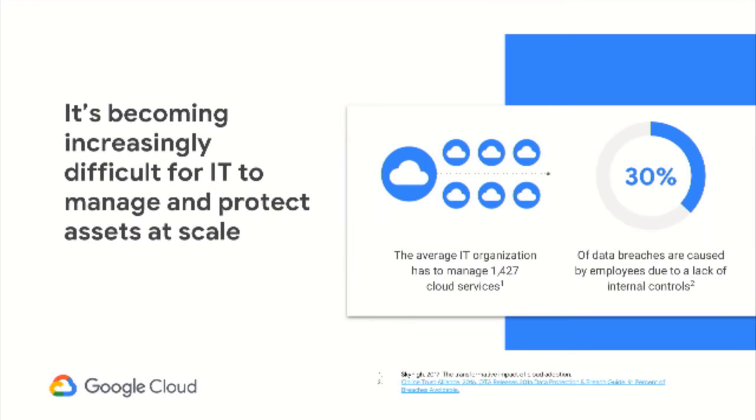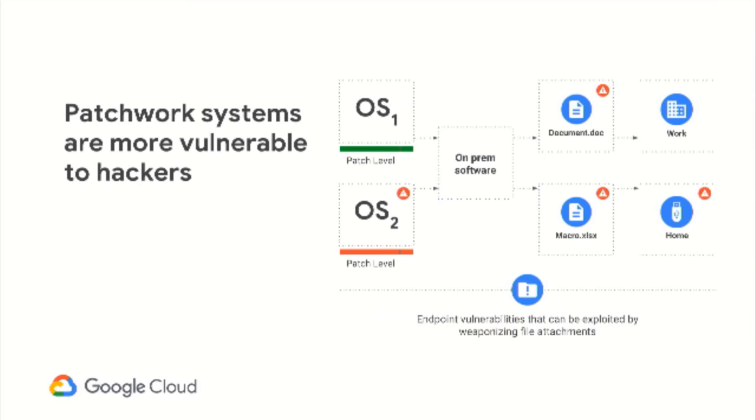So one of the things we know is it's becoming increasingly difficult for IT to manage and protect assets at scale. The average IT organization has thousands of services they're trying to manage, both on-prem and in cloud, and a high percentage of data breaches are caused by employees due to a lack of internal controls, meaning it's very difficult to govern when employees have access to data and when they don't, and where that data goes.